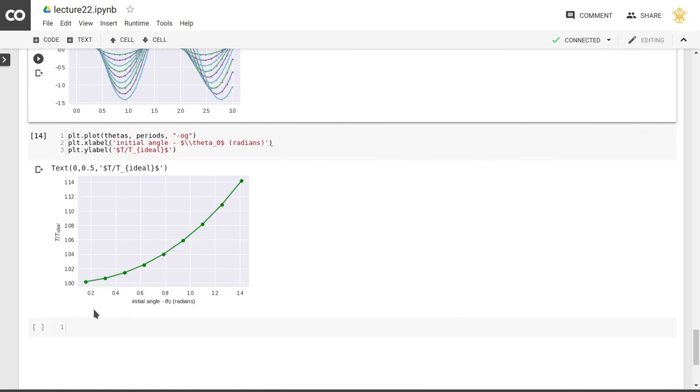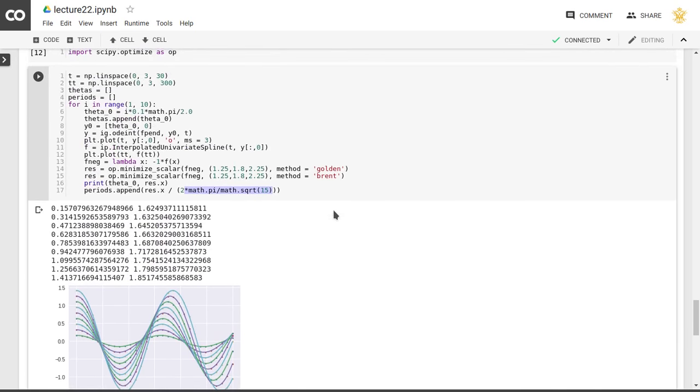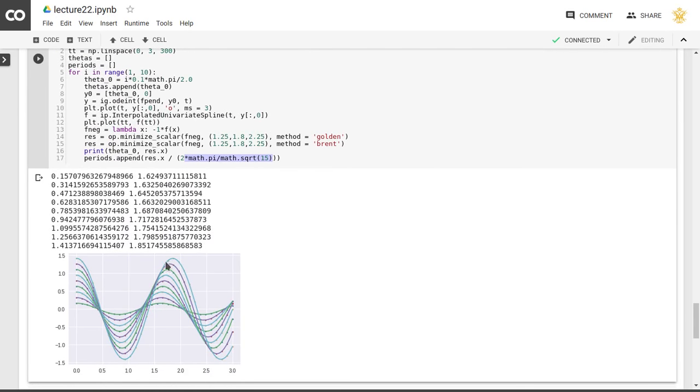So as you can see, for small values of theta, our ratio of T over the ideal T is close to 1, but as soon as we start to have large initial theta zeros, then we start to see deviations of order 14% in this case here from the period that we would have determined for the ideal pendulum. So again, let me remind you what we're doing here. We're using interpolation between the points at which we calculate the solution for the ordinary differential equation such that we can use the traditional methods of minimization which require a continuous function. And so that is why we use these cubic splines to describe the solution of the differential equation for the physical pendulum.